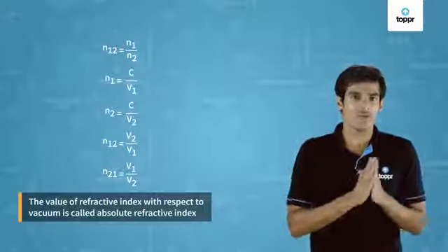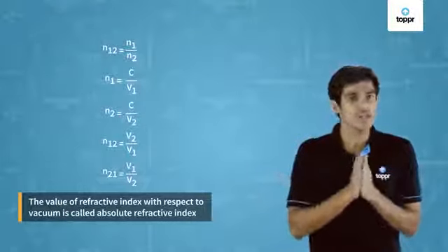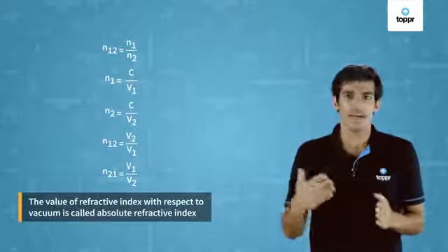The refractive index of a medium with respect to vacuum is called the absolute refractive index, or simply the refractive index, and is denoted by n.